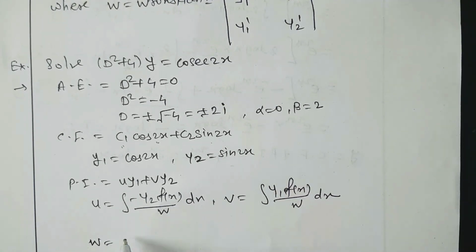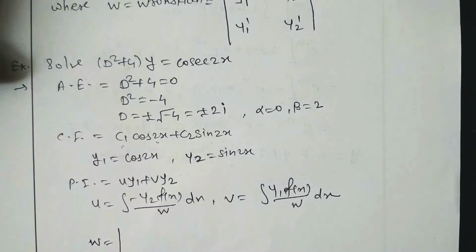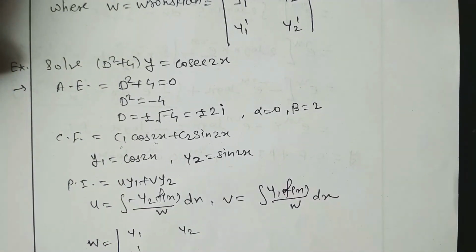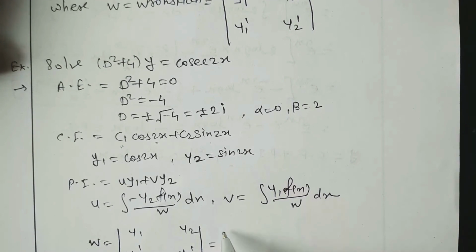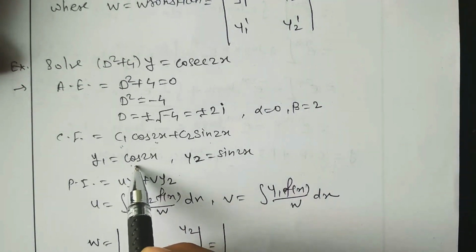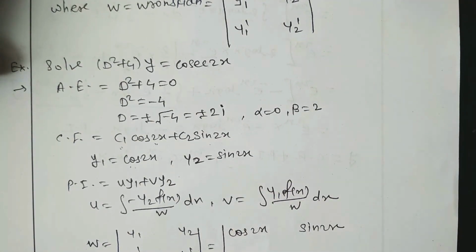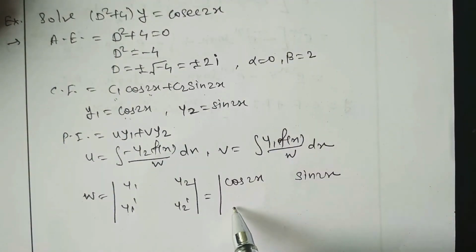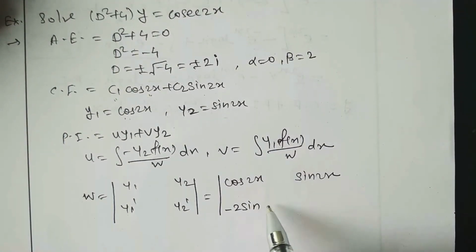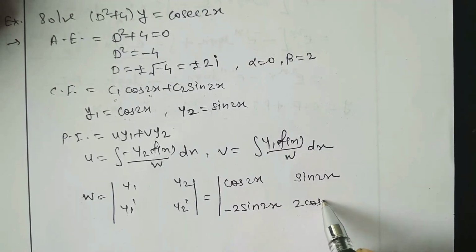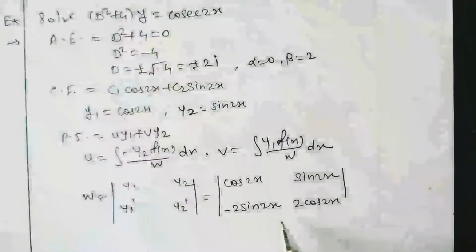The formula for w is the determinant of y1, y2, y1 dash, y2 dash. What is the value of y1? y1 is cos 2x. The value of y2 is sin 2x. Then y1 dash, the derivative of cos 2x, is minus sin 2x into 2, so minus 2 sin 2x. And the derivative of sin 2x is 2 times cos 2x.